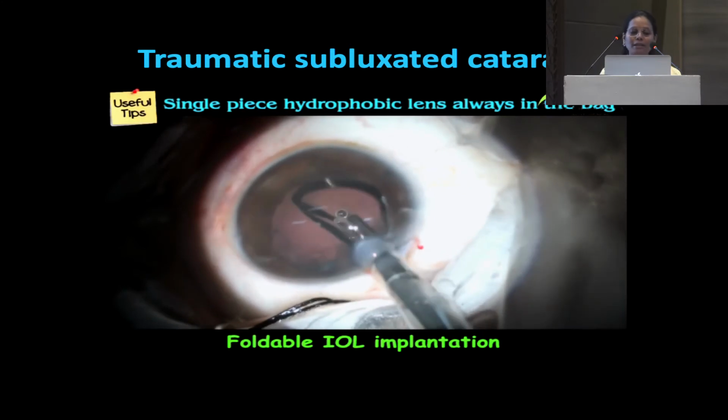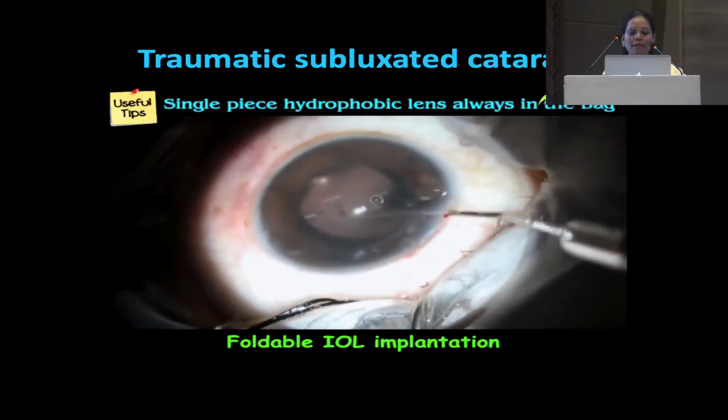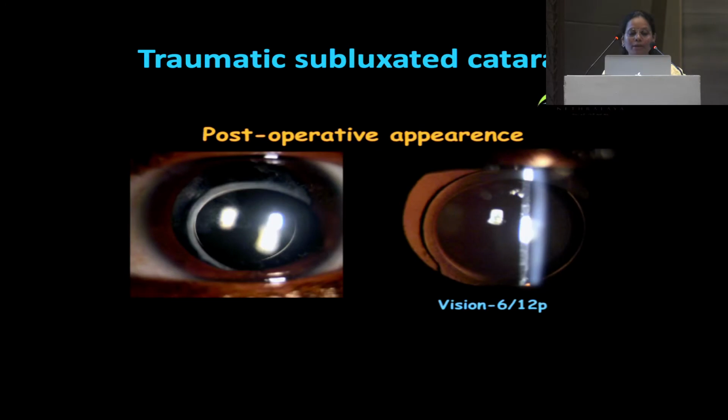Then you can just put in a single piece hydrophobic lens in the bag which is like a foldable. Try not to maneuver too much and you can see it is well placed and the subluxation of the lens is not seen.